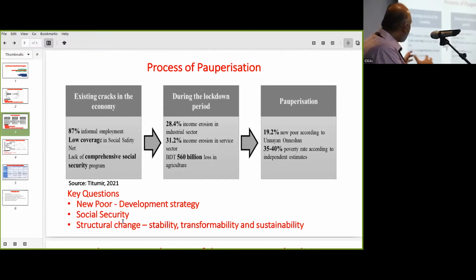So how are we going to deal with it? Given that we now have pauperization, we really need to talk about it and discuss it. Second, we invented and came up with a lot of alphabets to show how quick there would be a recovery.